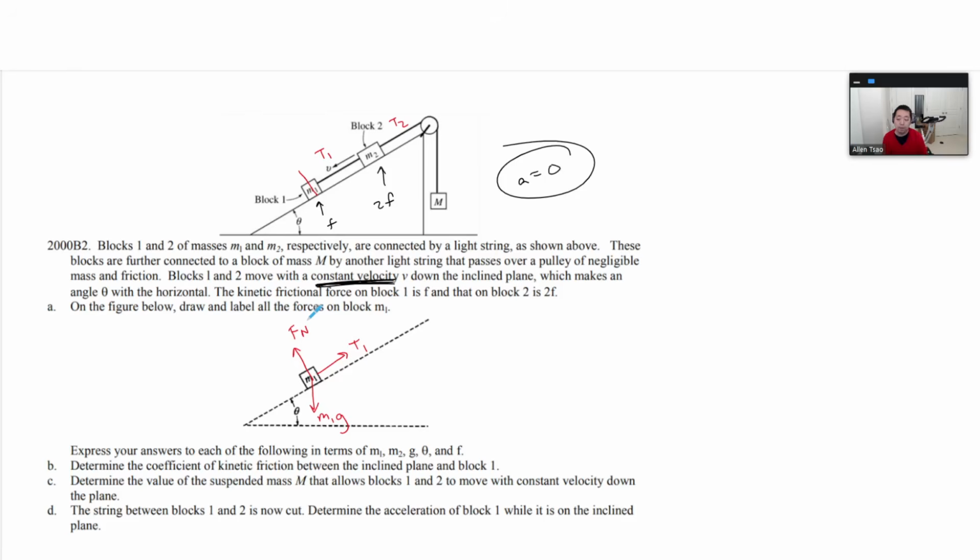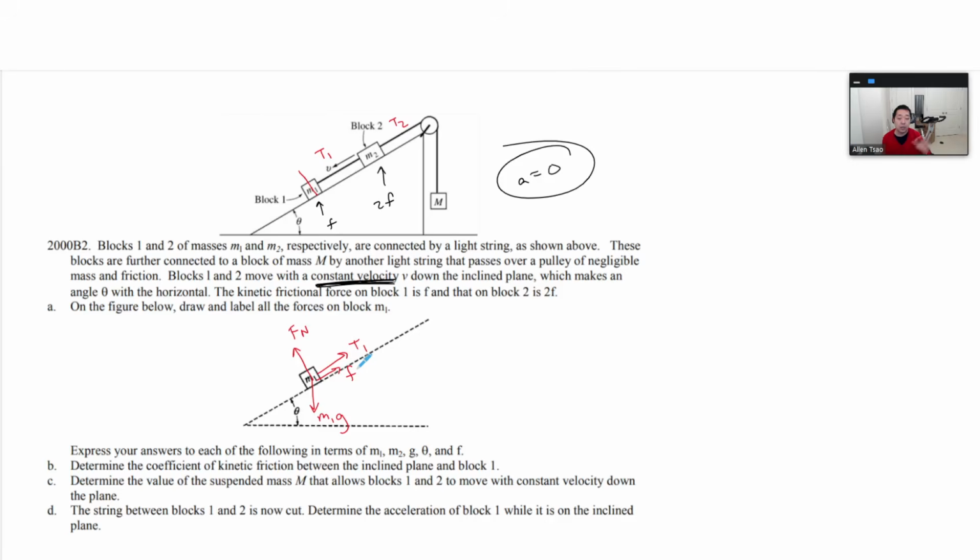Now, is there friction? Yes, they told us there's friction. Which way is the friction? This is kinetic friction, by the way, because the block is sliding relative to the ramp. Friction always opposes the motion, so it's up the ramp, and it's F.